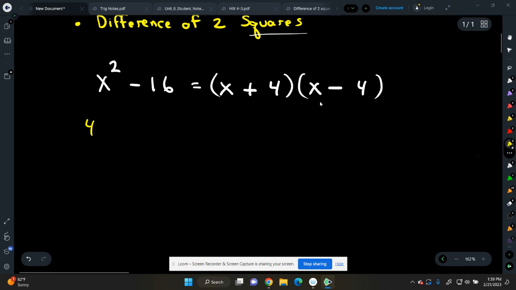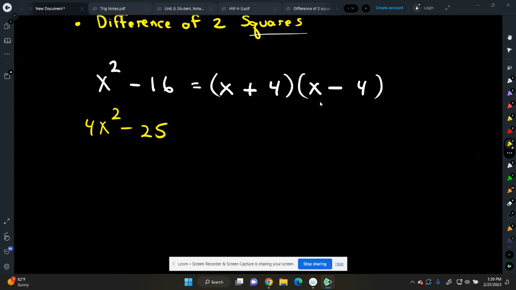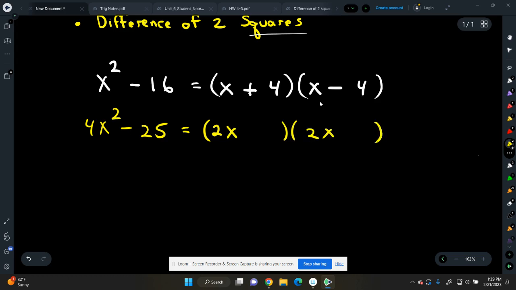Let's look at 4x squared minus 25. There's only two terms, and it's a minus sign. So right away, I'm thinking perfect squares. What's the square root of 4x squared? What's the square root of 4? 2. What's the square root of x squared? X. So it's 2x. What's the square root of 25? 5. 5 in both. One gets a plus, one gets a minus, and we're done. It literally takes you 3 seconds to do this.